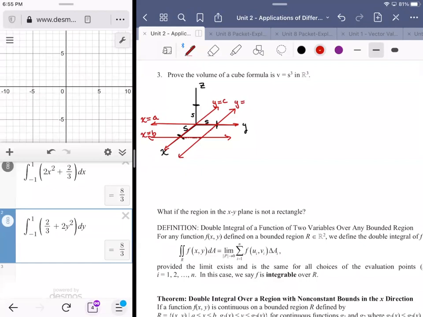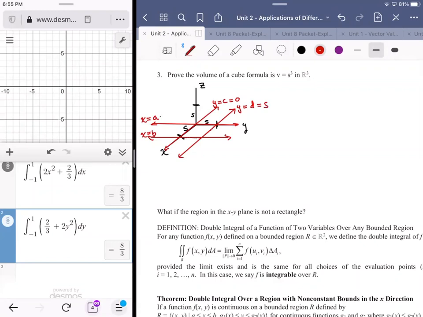Now, the c value, well, you're just thinking about where it actually is. Y equals c is actually going to be equal to 0, right? Because that's actually the x-axis. If I'm going out s units, then y equals d is actually going to be equal to s. So y equals s. Right?